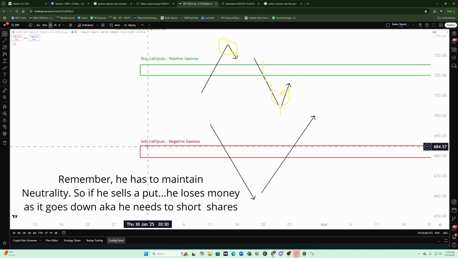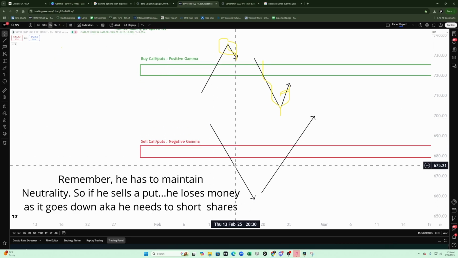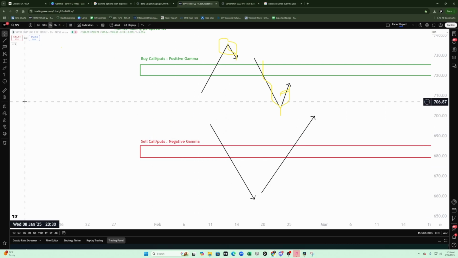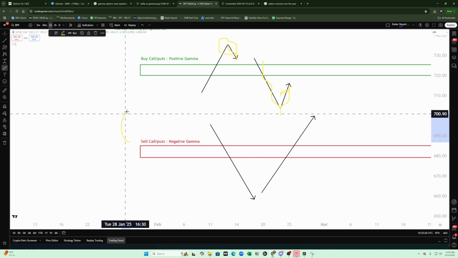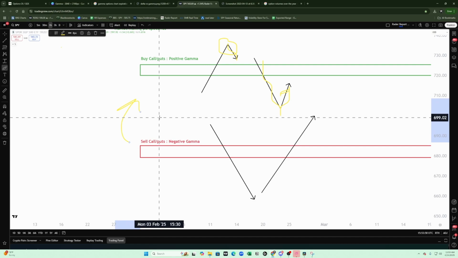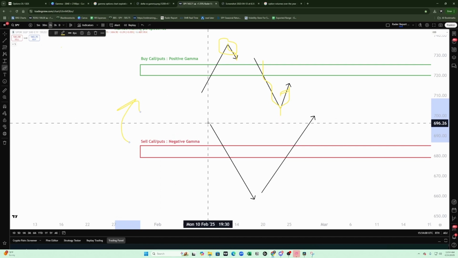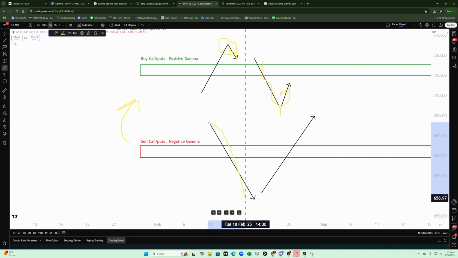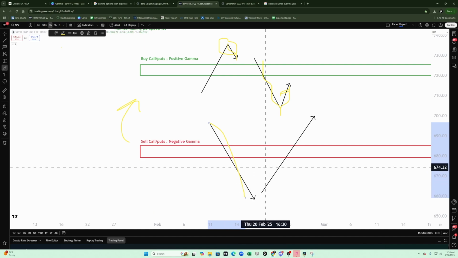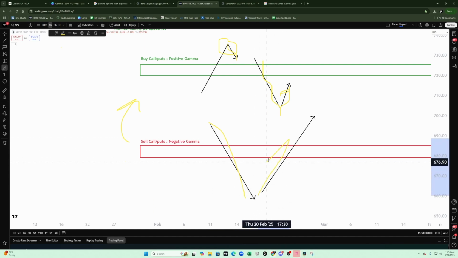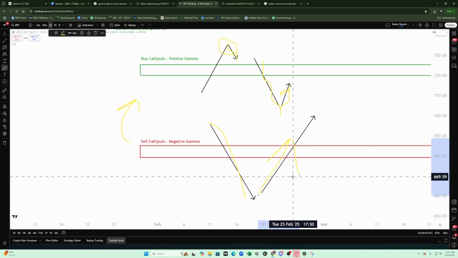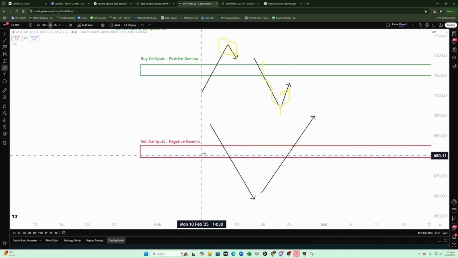When a market maker is selling puts, as it goes lower, he has to sell or short shares, right? So if he sells puts and he's the guy who's short the put and the public is long the put, then that means he is going to have to sell shares as it goes lower. And if it starts to go up, then the put loses value, which means he needs less hedges, which means he starts buying back shares because he has to exit his short position. So that's the logic behind that.